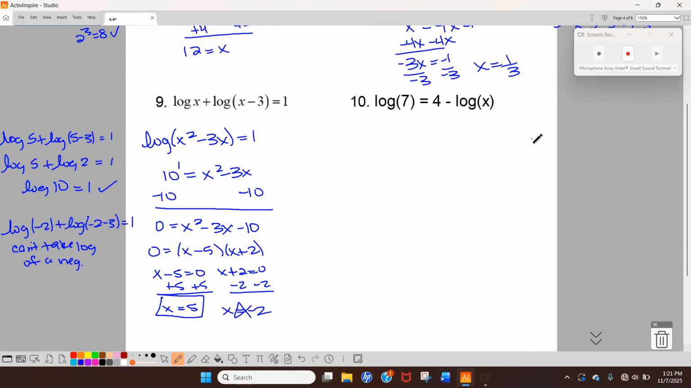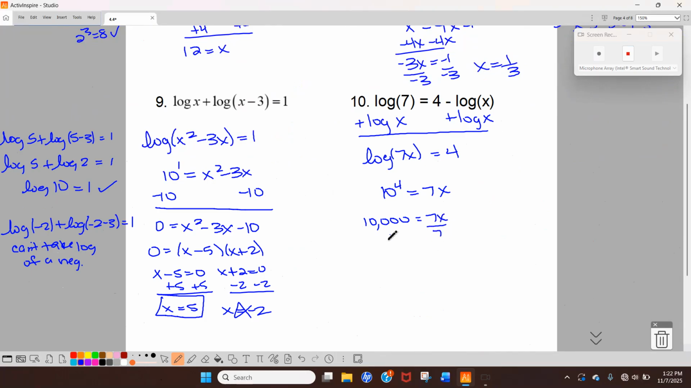All right, so on the next one, because of this 4, we're going to have to add log to the other side so that we only have logs on one side of the problem. If you can get it to say log equals log, that's great. If you can't, then we have to get the logs on the same side and condense. So again, addition means we condense with multiplication. Remember, if it was subtraction, we would condense with division. All right, and again, we have a base of 10. So 10 to the 4th is equal to 7x. 10 to the 4th is 10,000.